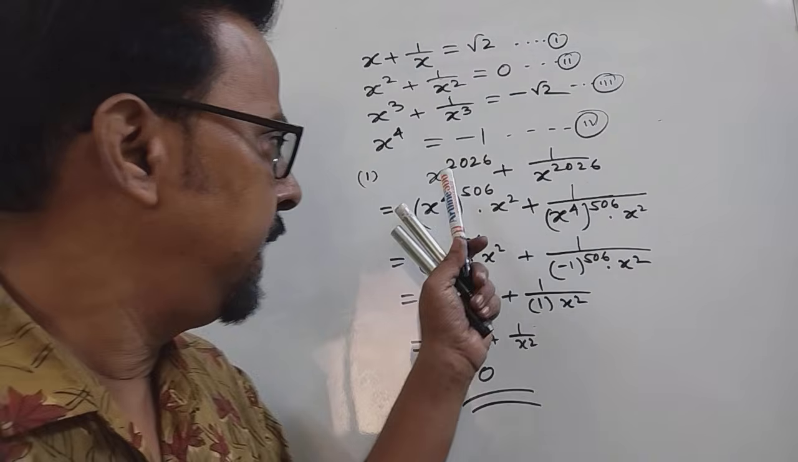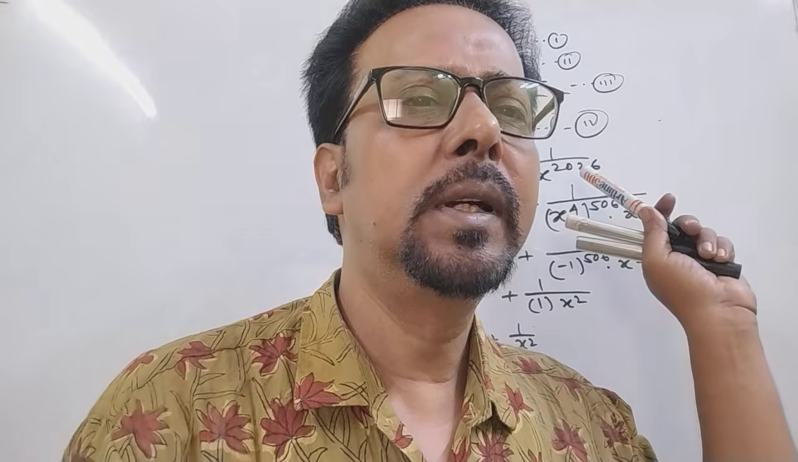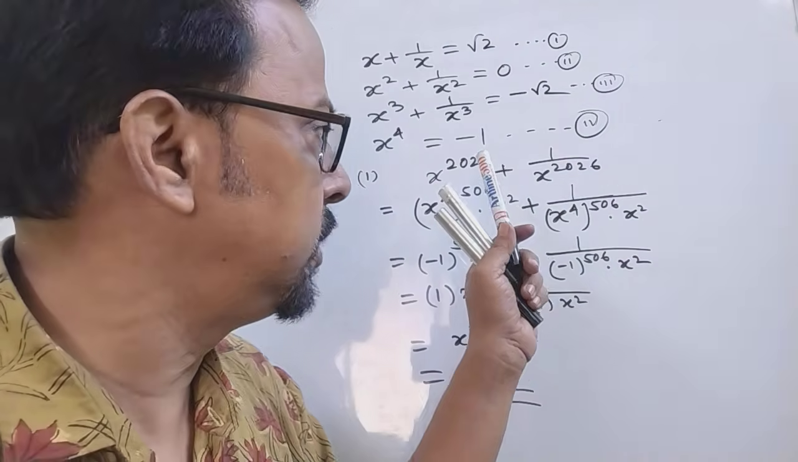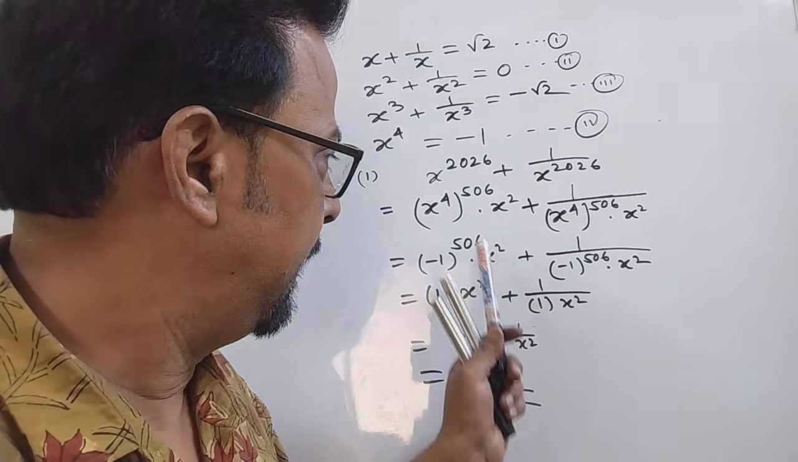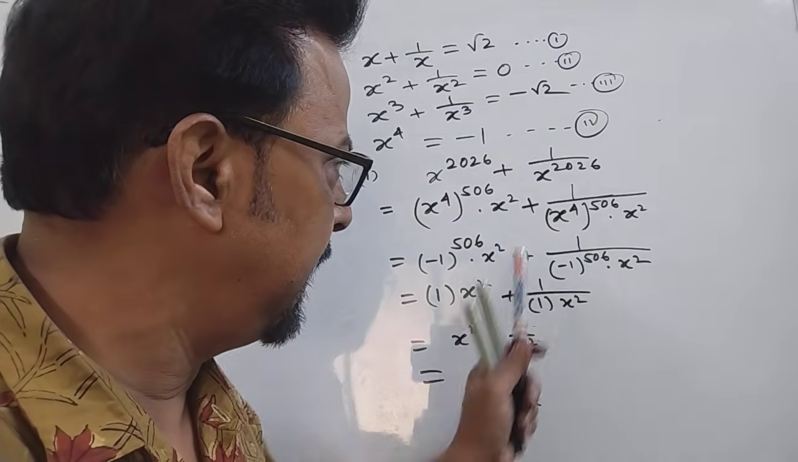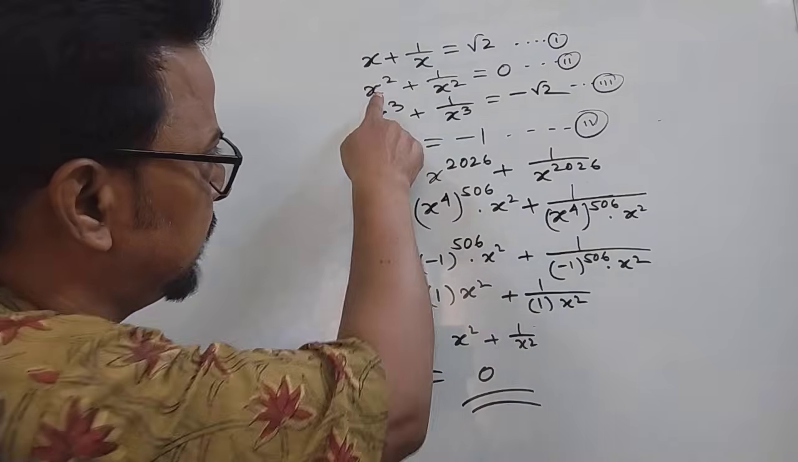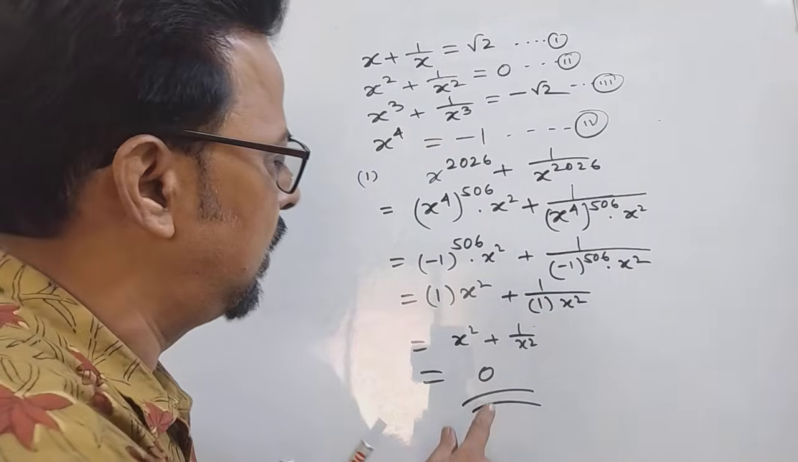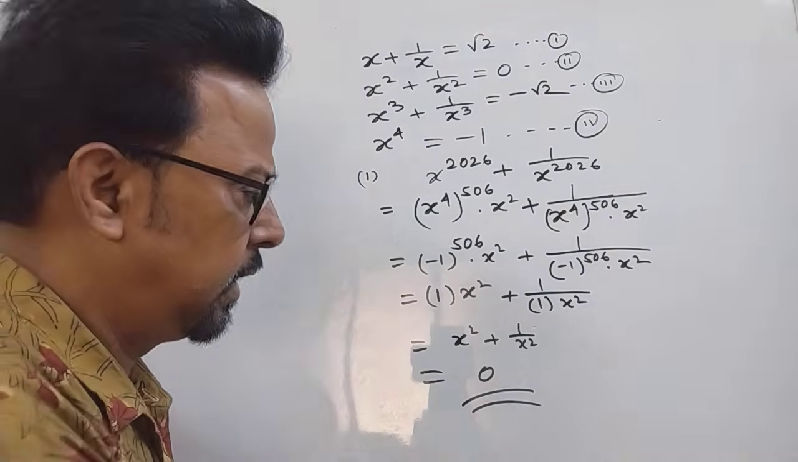Number 1: x^2026 plus 1 by x^2026 will be 0, because this will be x square and this will be 1 by x square. You know x square plus 1 by x square equals 0. So this is 0. Clear?